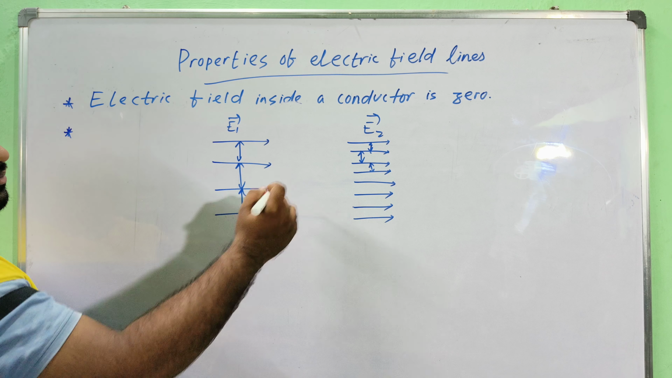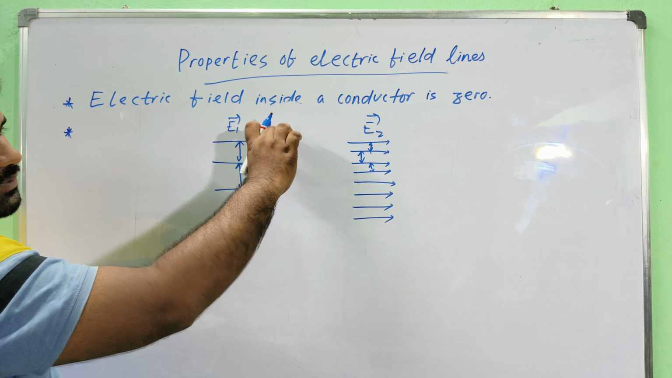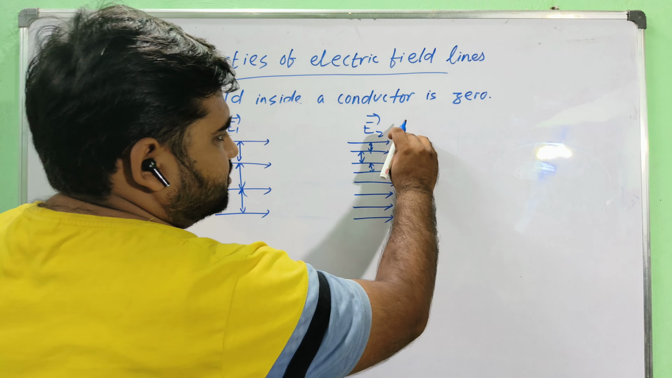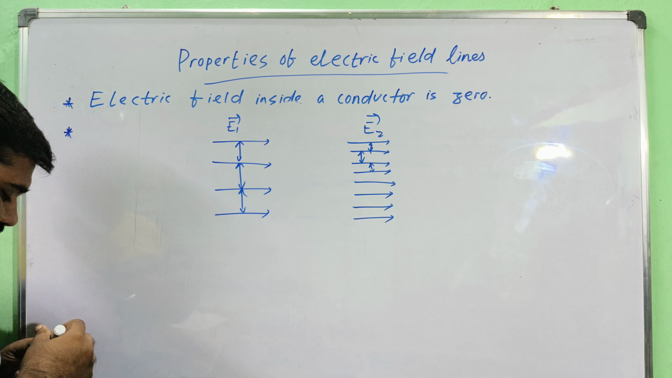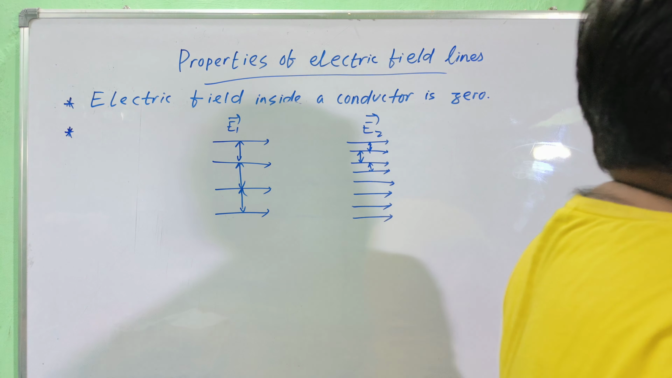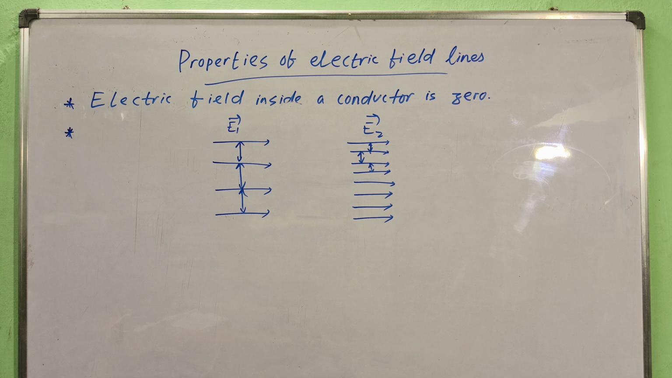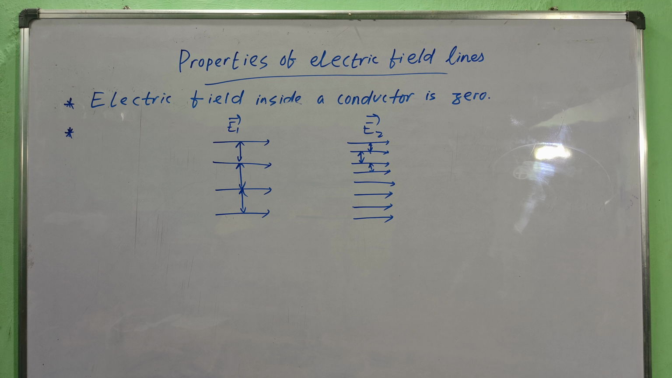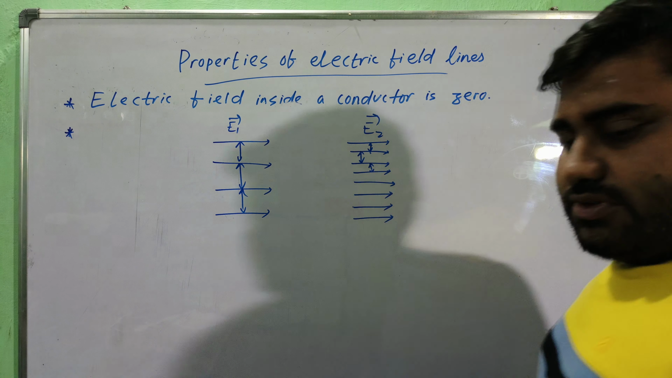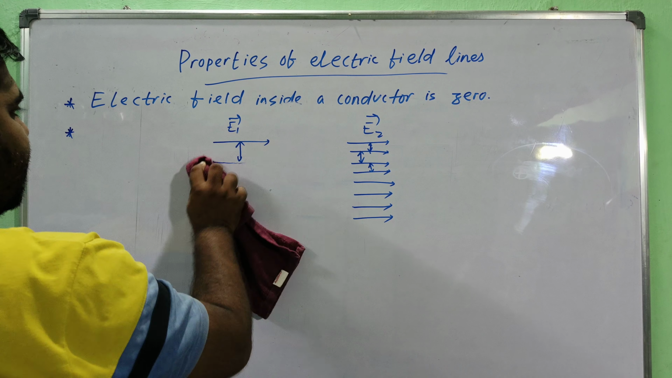Relatively we can say that the electric field lines of E1 are more distant than the electric field lines of E2. So what does this point say? This point says something about the strength of the electric field. So you can come to the conclusion that E2 is stronger than E1. So we can write. Now let us rub this diagram.